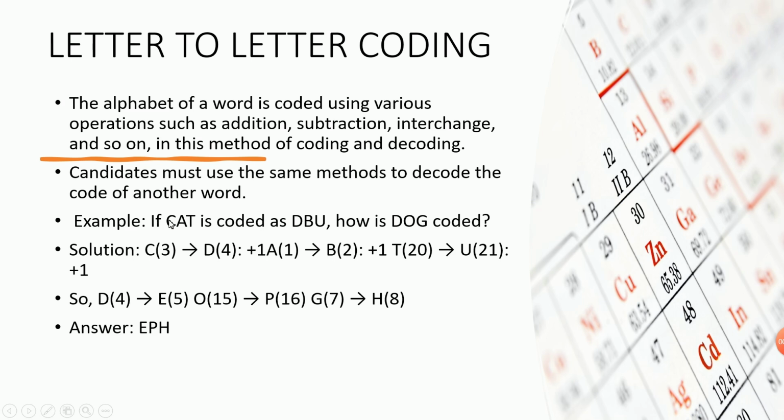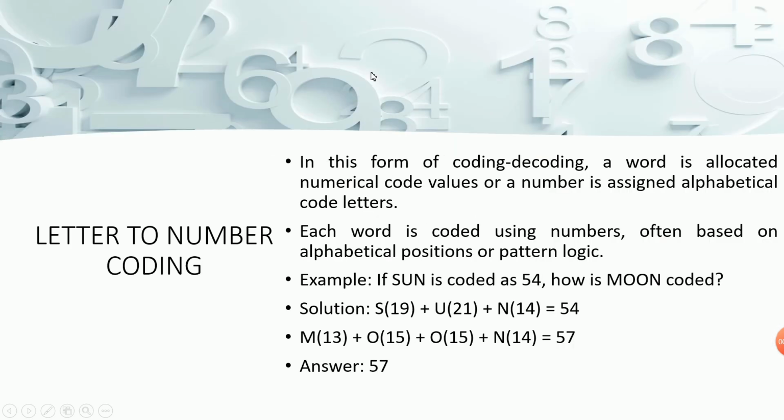So C, D, so next letter, then A, B next letter, T, U next letter. So likewise here D, E, next O, P, next G, H. So E, P, H, that is the answer. That's how it is coming. So next letter. So this is known as letter to letter coding.